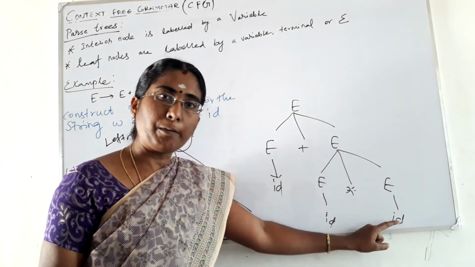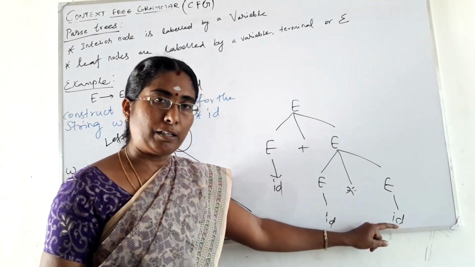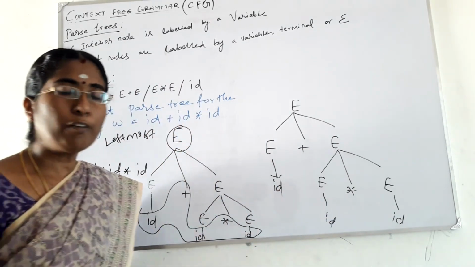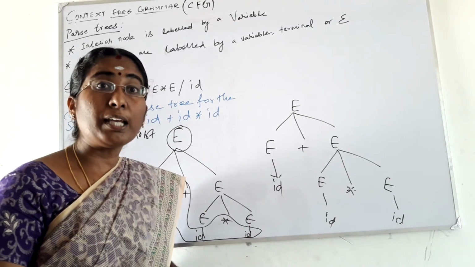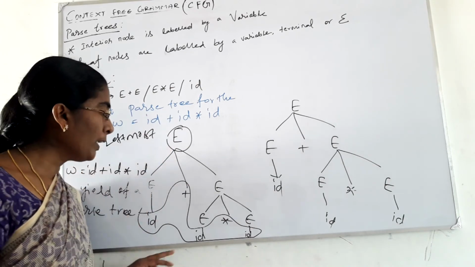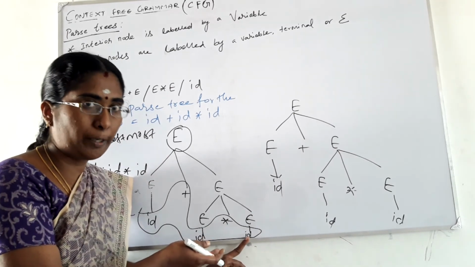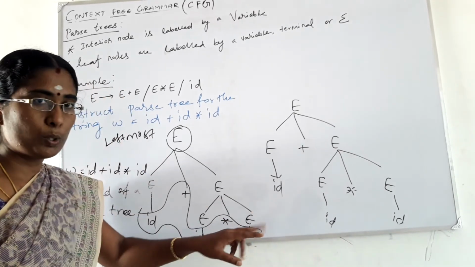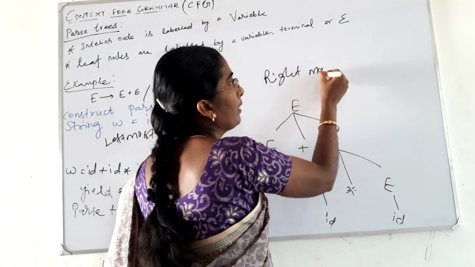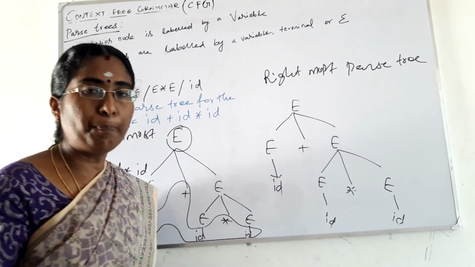For either a leftmost or rightmost parse tree, the yield should be concatenated from left to right. So these are the two different types of parse trees. A parse tree is the tree representation of the derivation. Here the root node is the start symbol and all the leaf nodes have terminals. The variables are present in the interior nodes of the parse tree. There are two different types, leftmost and rightmost. This is the leftmost parse tree and this is the rightmost parse tree.